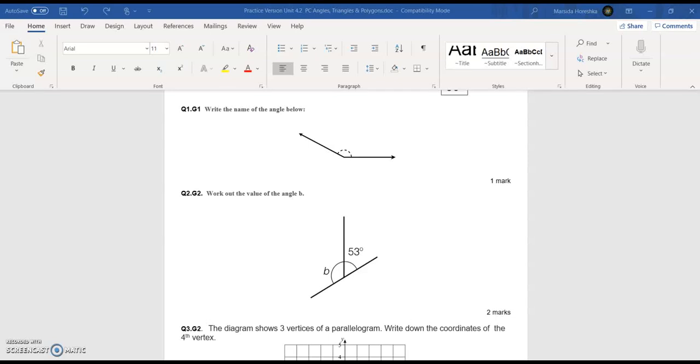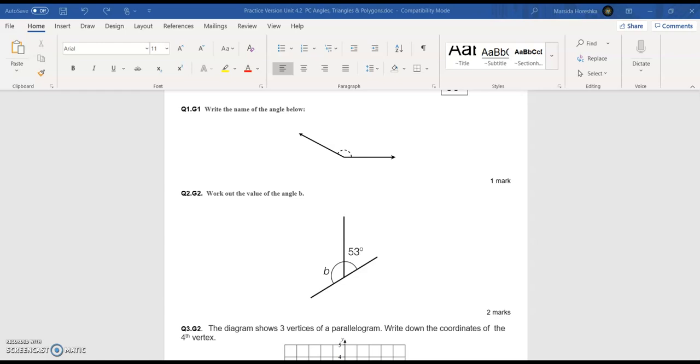Progress check 4.2 in geometry, focusing on angles, triangles and polygons for GCSE foundation. So we've got question number one, which is saying write the name of the angle below.